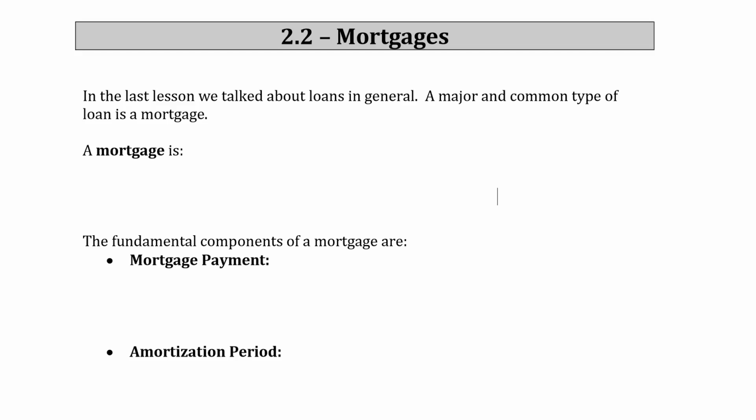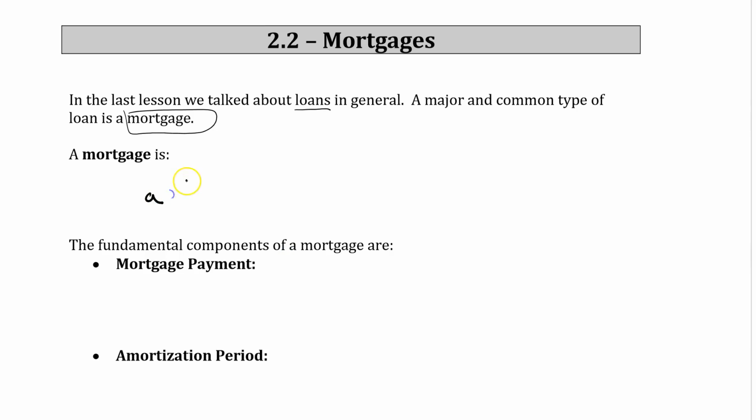2.2 Mortgages. Now in the last lesson we talked about loans in general, but a major and common type of loan is a mortgage. Now what exactly is a mortgage? A mortgage is a loan secured by property.